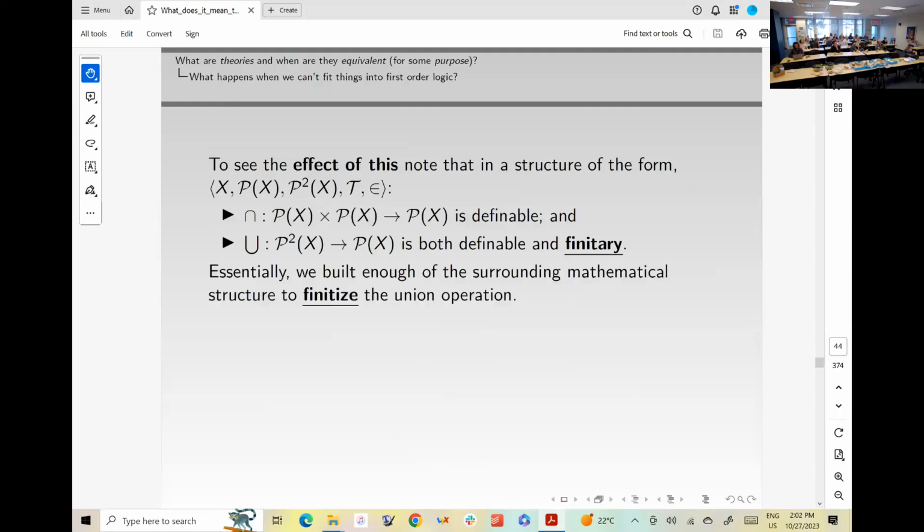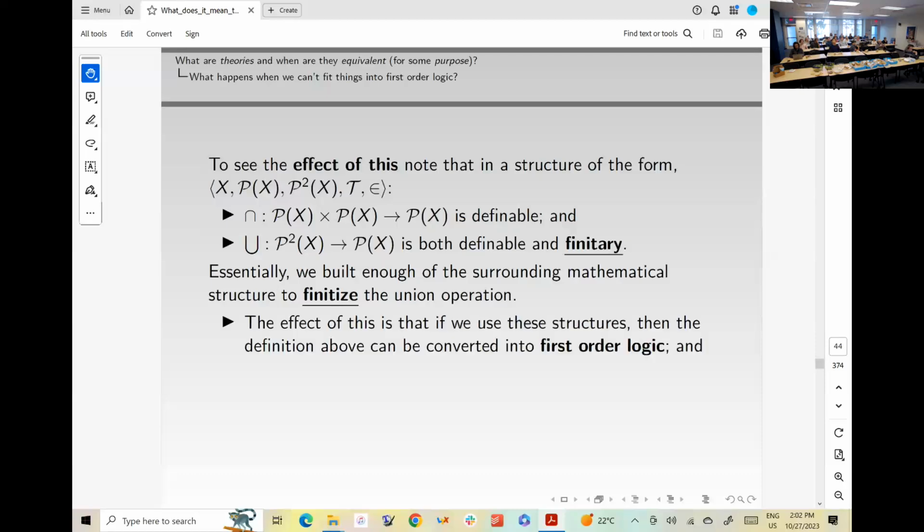Okay, so the upshot of this is we were able to build enough of the surrounding mathematical structure to finitize the union operation. So the effect of this is that we stay in this restricted class of structures. The definition we had of topology can now be converted into a first order logic. And so top star is axiomatizable over these very special structures. So in my world, I think of this as axiomatizable in a very strong logic.